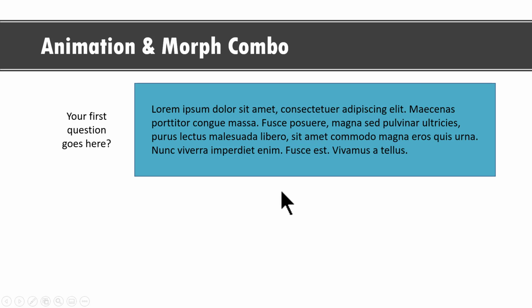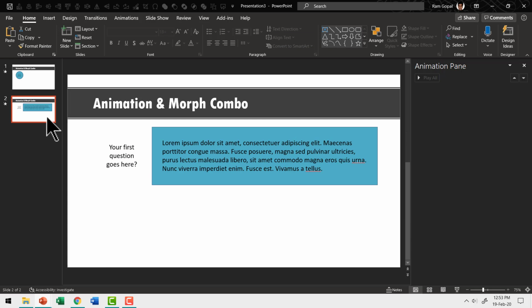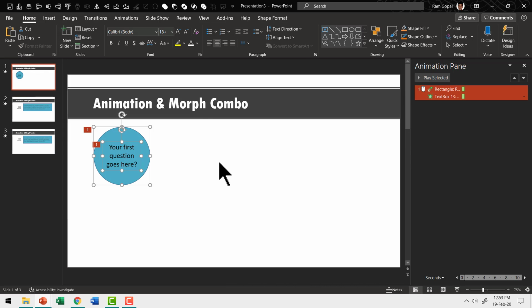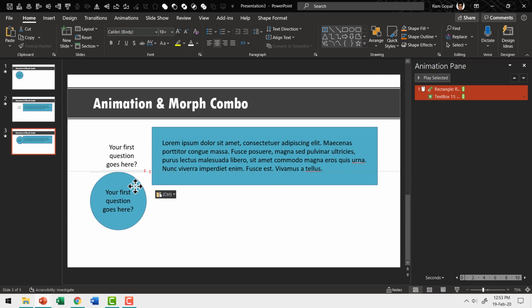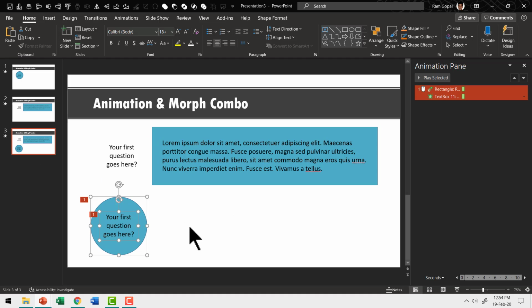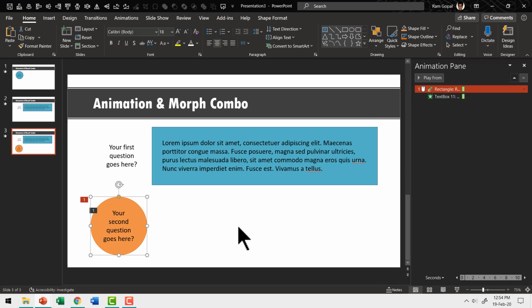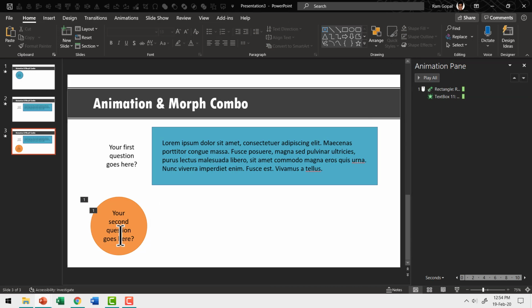Now I want to add the second question. So let us duplicate this slide. To save some time, I'm going to use the same elements that I had earlier, and I'm going to paste this on this slide, and I'm going to place this over here. And let us change this to "your second question goes here," and then let us move this slightly like so, and let us change this color to orange color, orange outline. And in this case you can see we've already got our animation in place since we just copied the previous element.